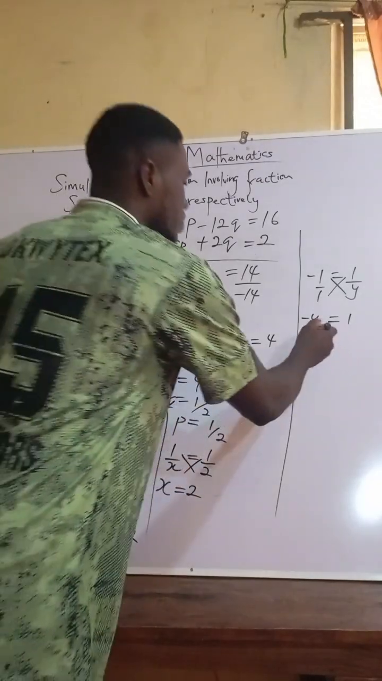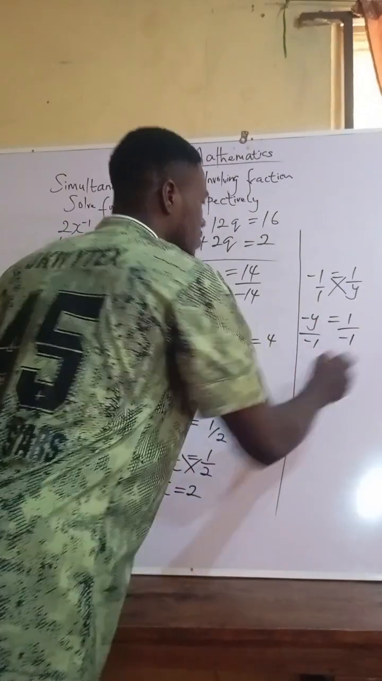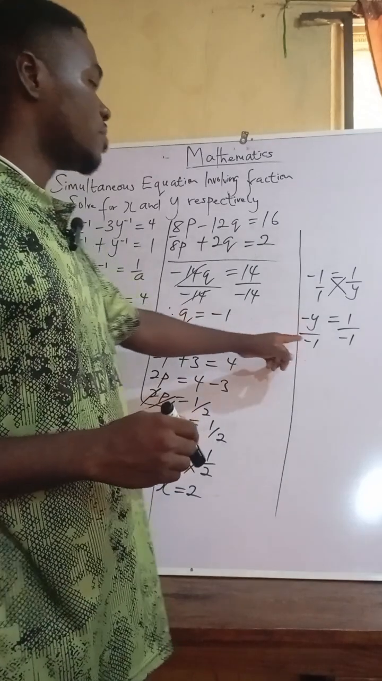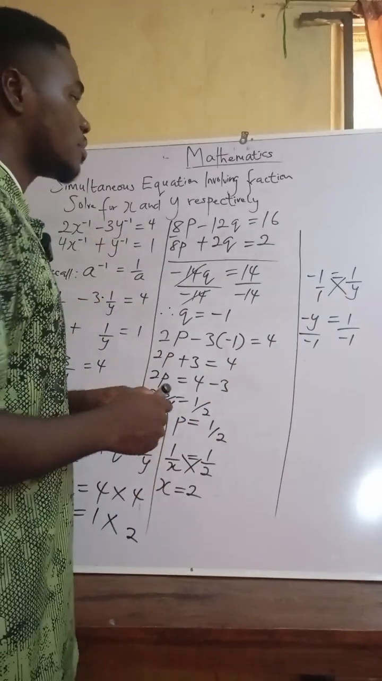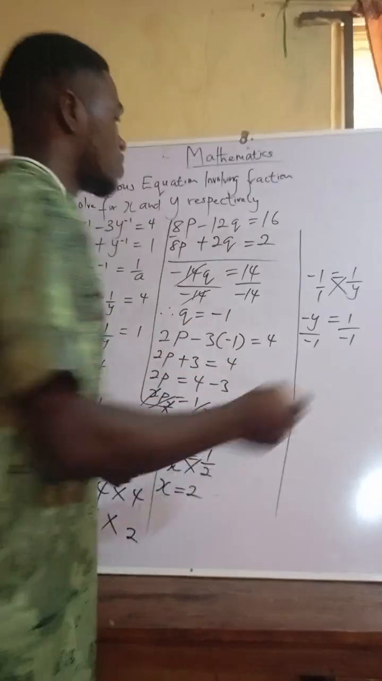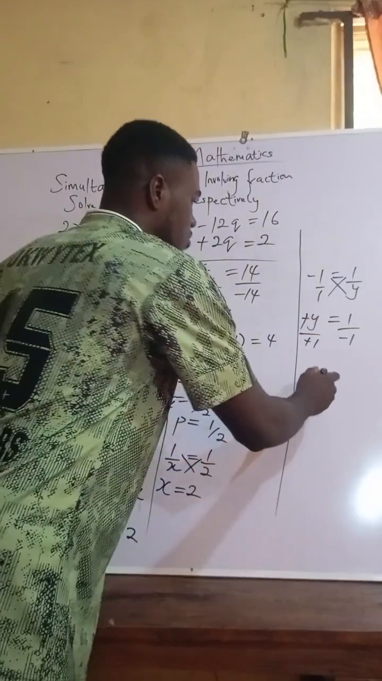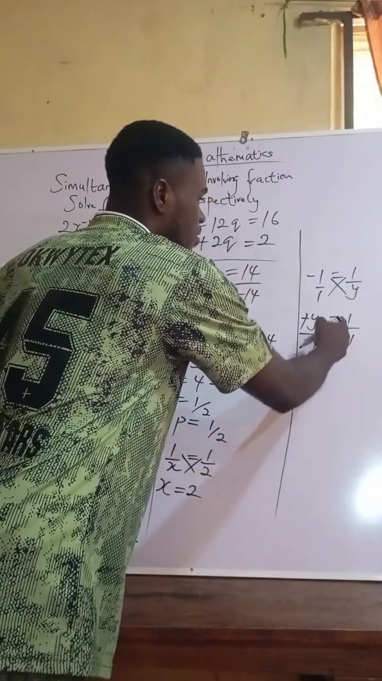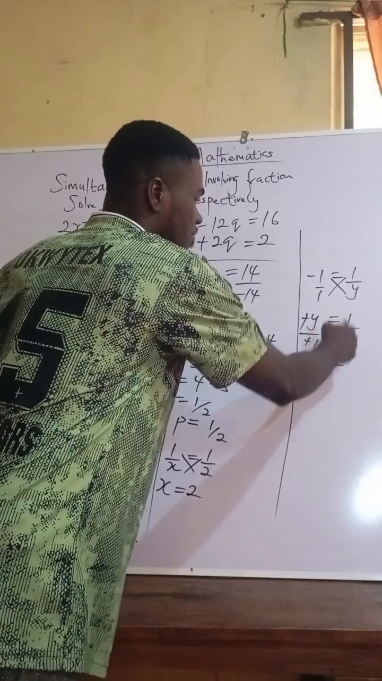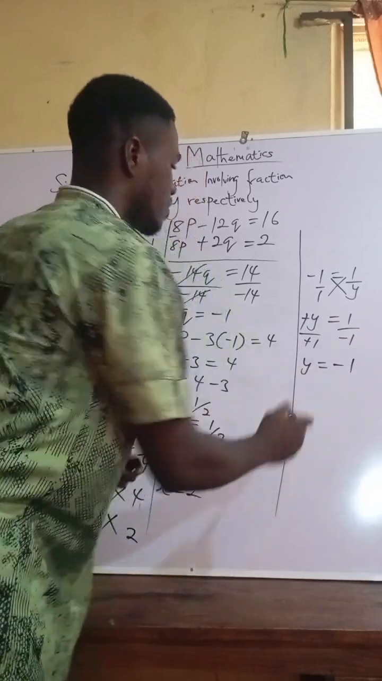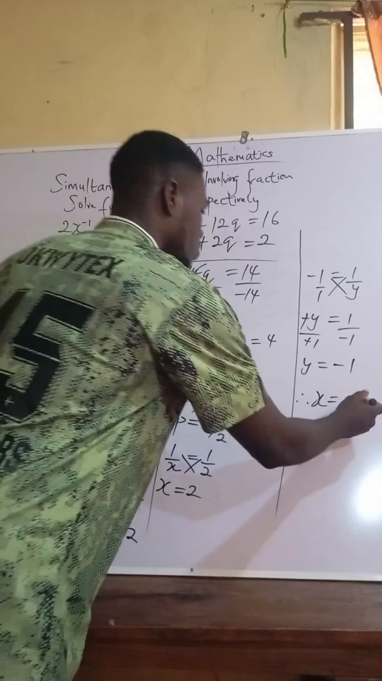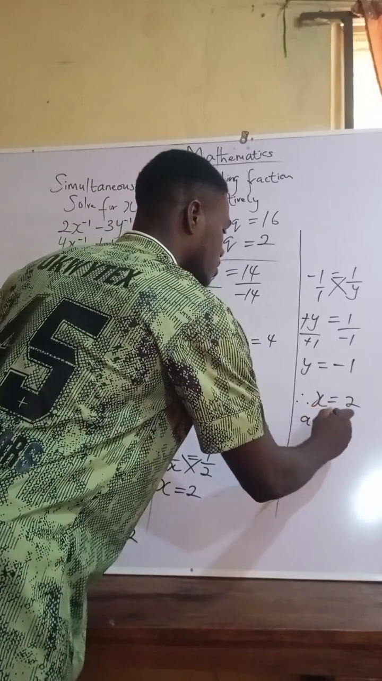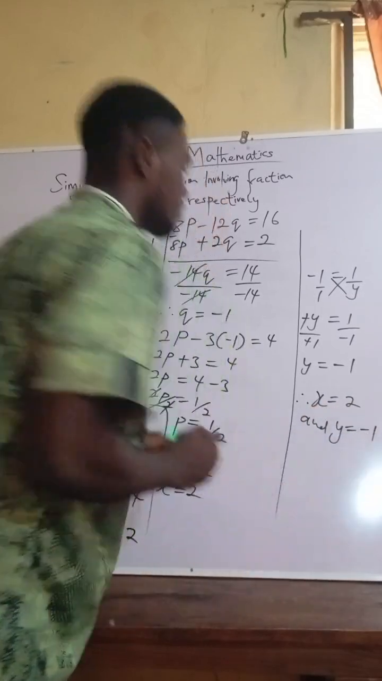You can just simply divide both sides by negative 1. Because this negative y simply means that the coefficient of y there is negative 1. So that is why we divide both sides by negative 1. So minus divide minus is plus. Now y is going to be plus divide minus is minus. 1 divided by 1 is 1. Therefore, x is equal to 2 and y is equal to negative 1.